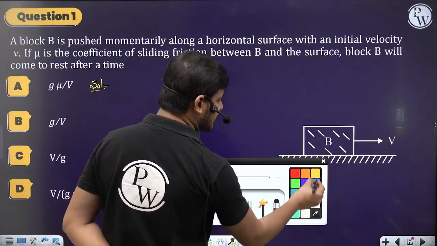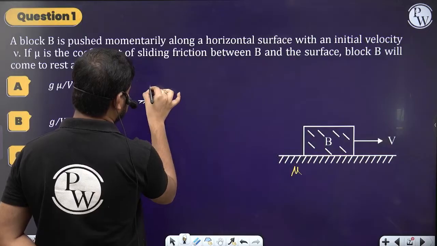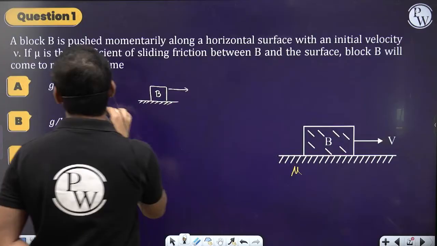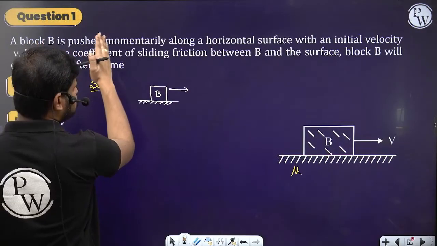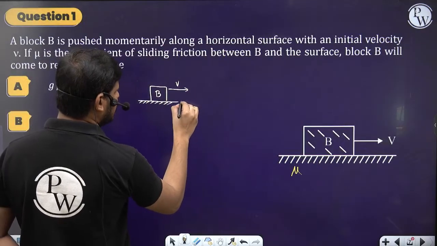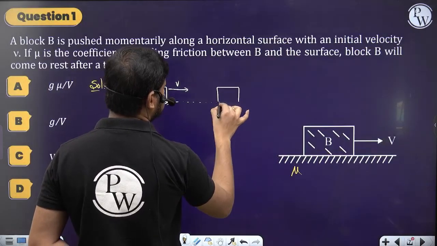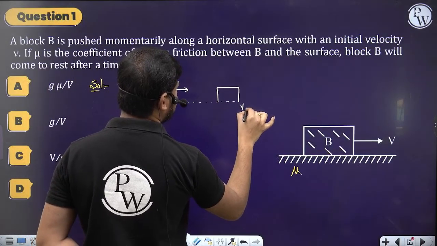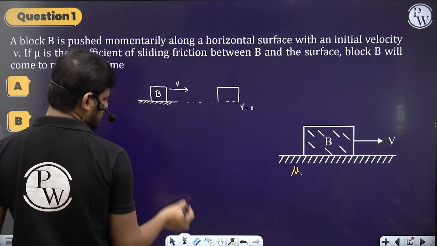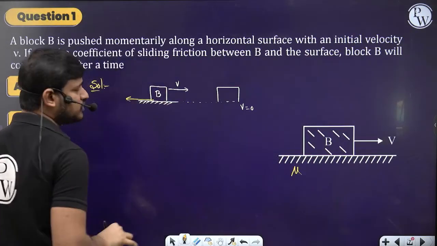Let's analyze the situation first. Here is a rough surface, and this is a block B. You apply some force, and then it starts moving. The block B is pushed momentarily along a horizontal surface with an initial velocity V. It moves for some time, and then it comes to rest, so its velocity becomes 0 after some time. If mu is the coefficient of sliding friction, as the object is moving to the right, obviously which friction comes into the role?